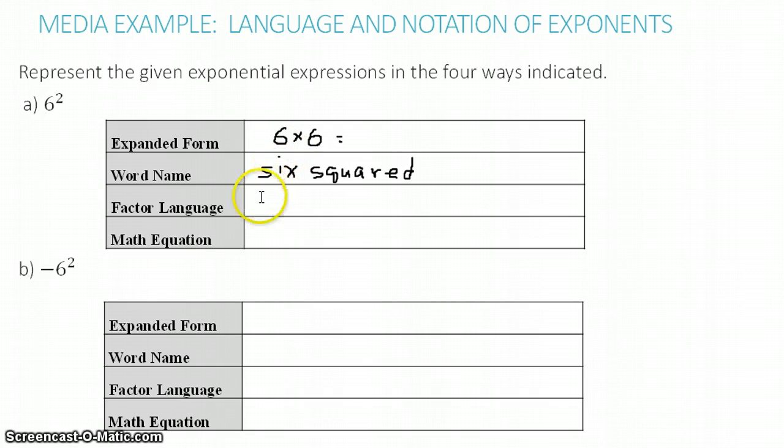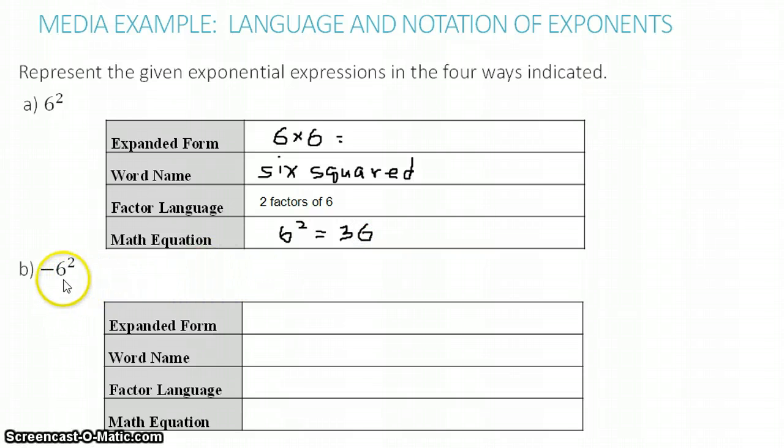Now let's look at factor language. Okay? So remember, this means 2 factors of 6. And it's important to really start to think of exponential expressions as multiplication. It's tempting, a lot of times students may multiply 6 times 2 because remember you're supposed to multiply, but that's not what this means. This means 2 factors of 6 or 6 times 6. And our math equation would be 6 squared equals, well, if we multiply 6 times 6, we get 36.